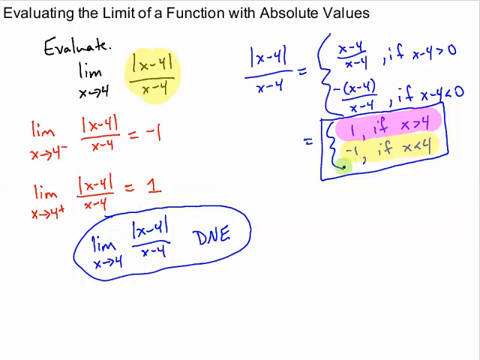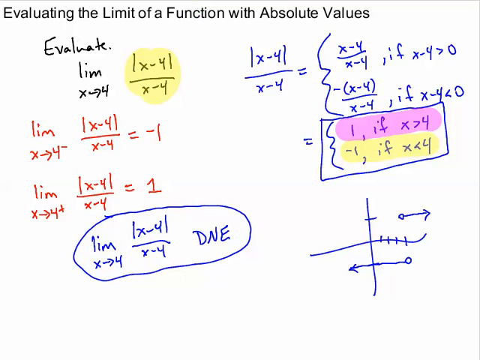So the idea is this function is either 1 or negative 1, and it's 1 to the right of 4 and it's negative 1 to the left of 4. So if you were to graph this, let's see, 1, 2, 3, 4. Let's say here's 1, here's negative 1. When x is greater than 4, my y is positive 1, so it looks like this. When x is less than 4, my y is negative 1, so it looks like this.